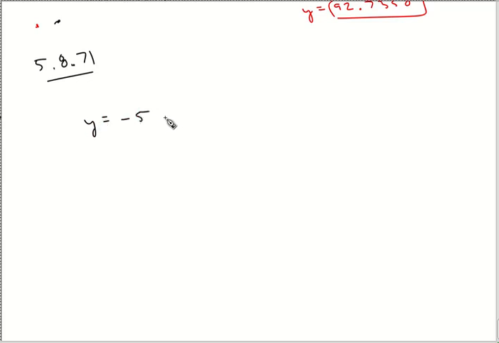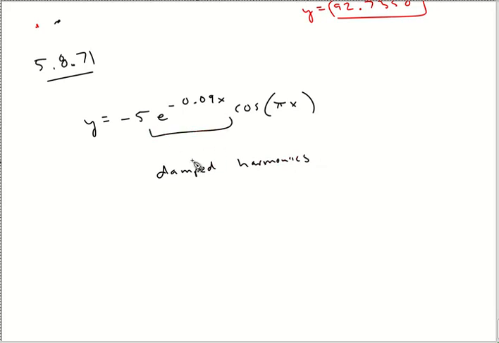All right, -5 e to the -0.09x, and then I have a cosine of pi x. And to me, it just says graph it, and then how many oscillations do we have? That kind of thing. This is called damped harmonics. I'm going to go ahead and write that up because it is actually important. Damped harmonics. This part right here is the dampening part, and the harmonics is that part essentially.